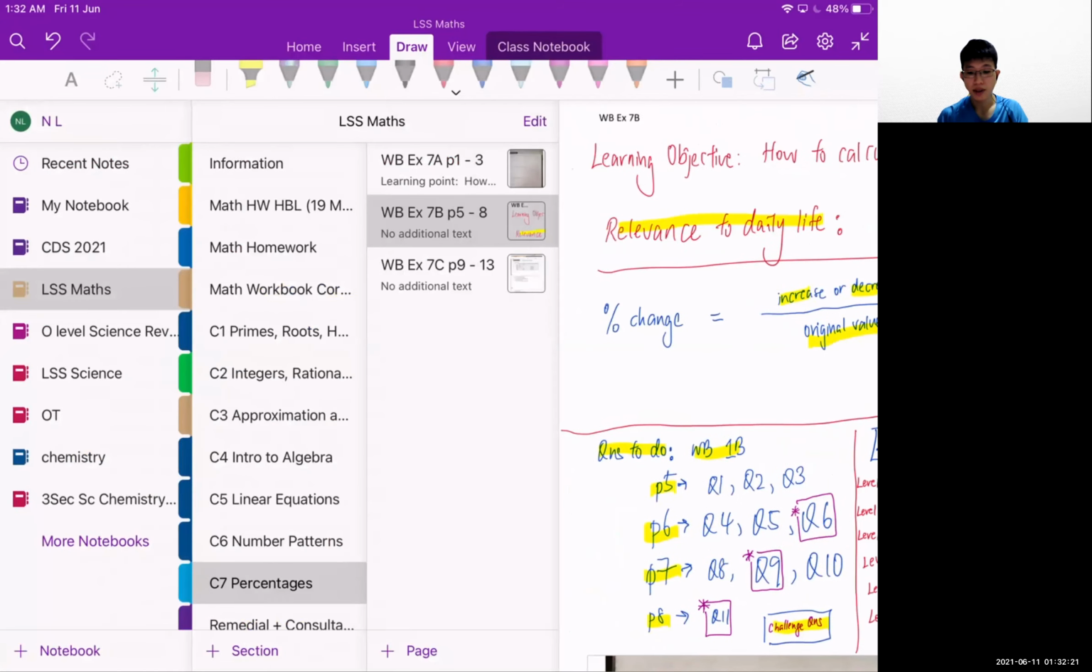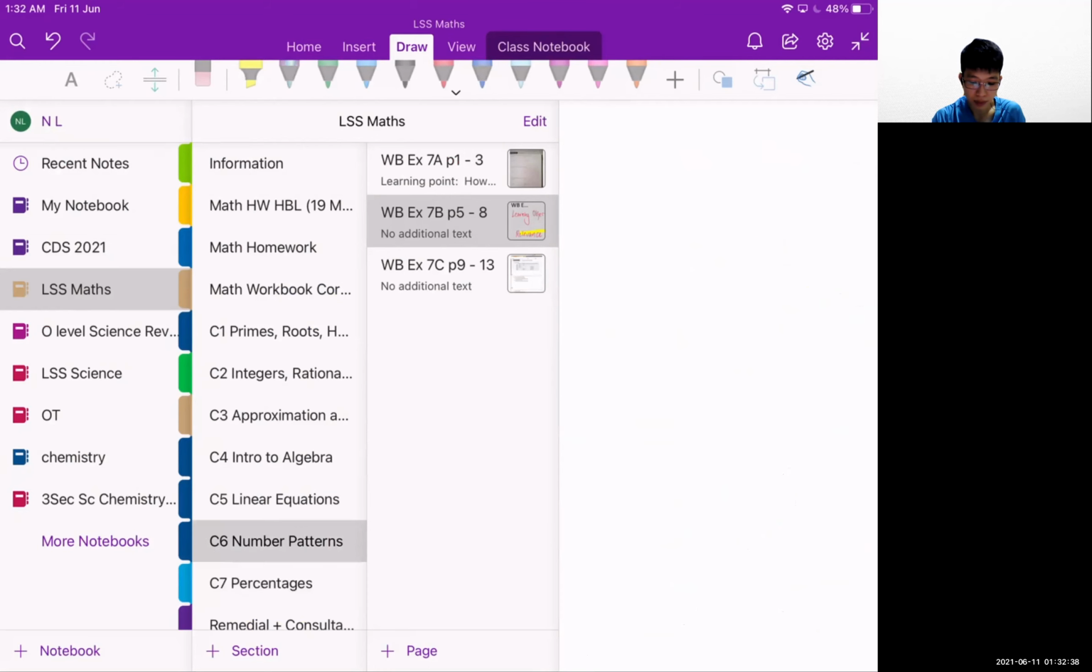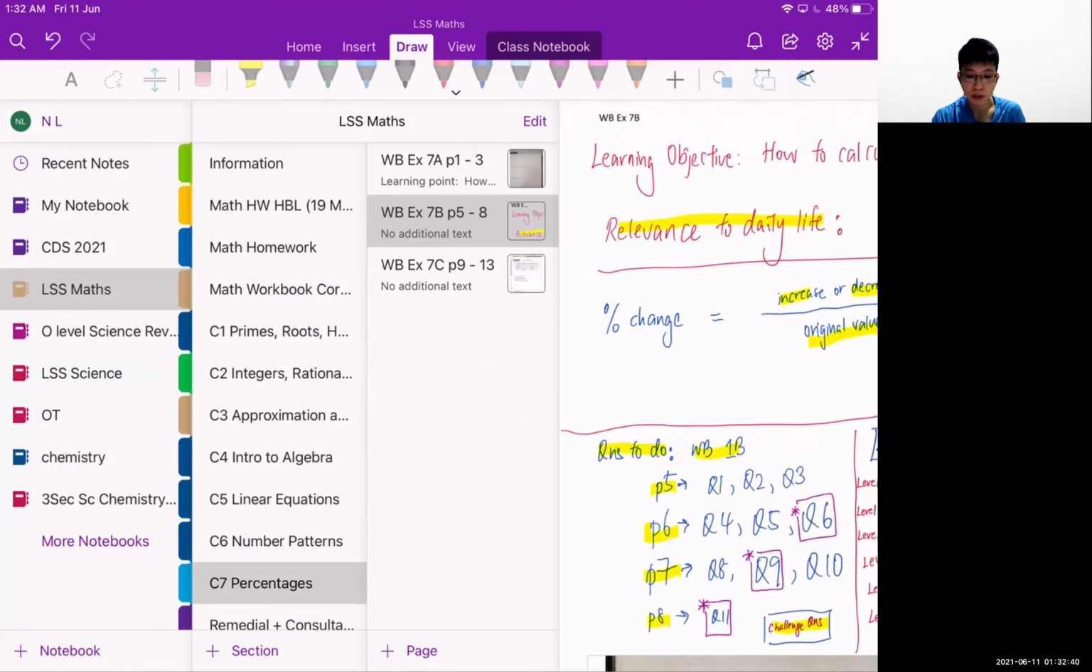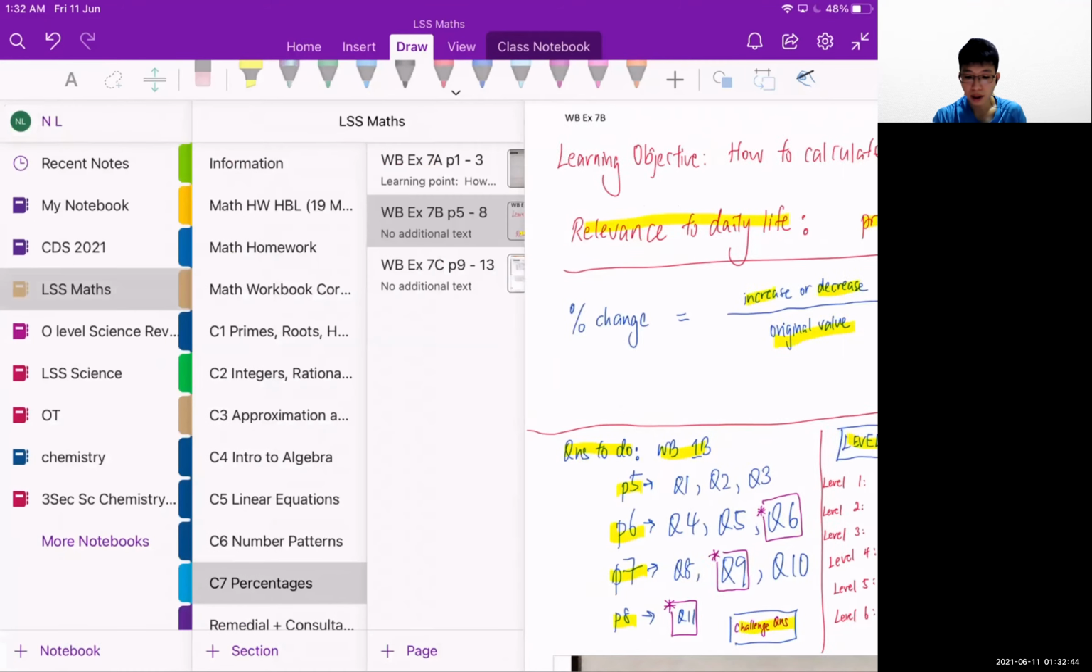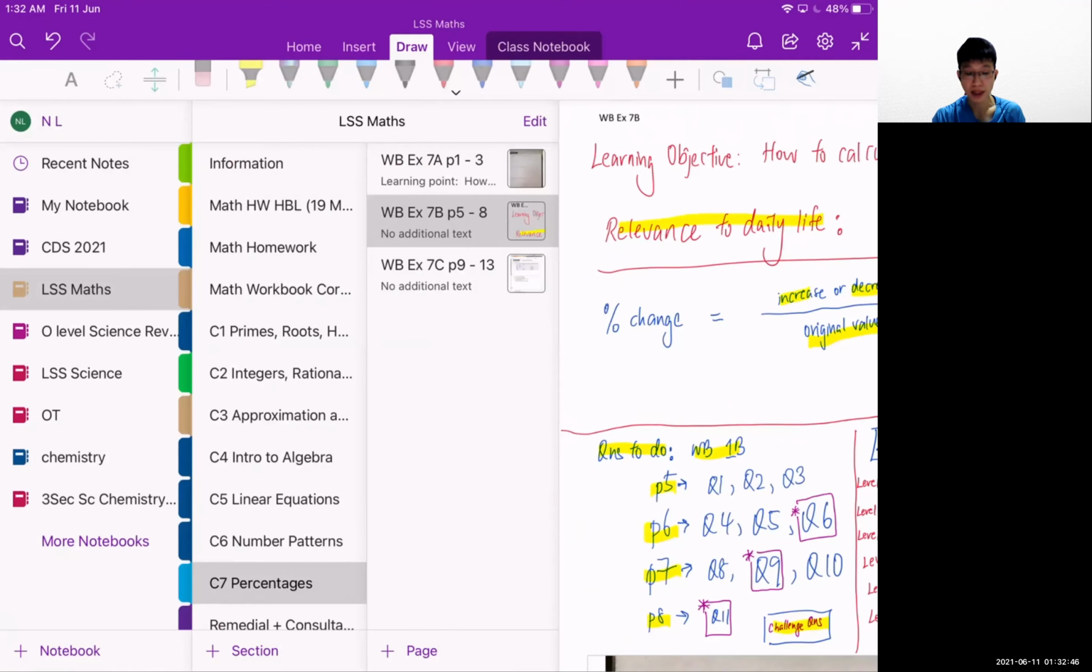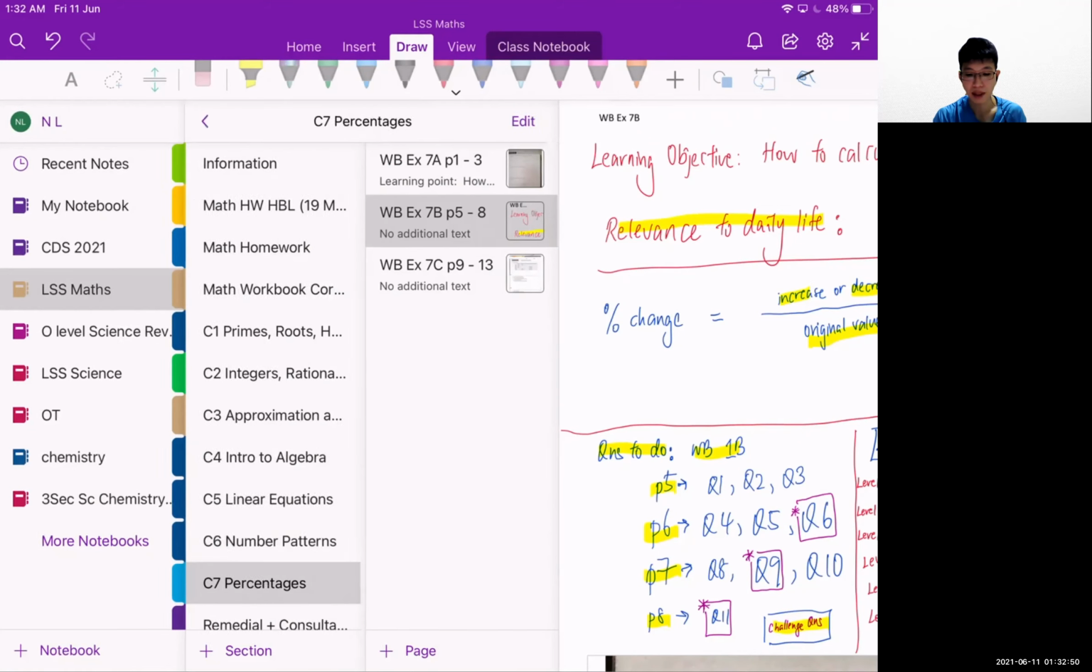Okay, so hi students. Let's look at the level two questions of percentage change. Before I tell you that, let me navigate you how to find this learning material inside the OneNote. It's under chapter 7 percentage and under workbook exercise 7B page 5 to 8. So all the 7.2 percentage change learning material will be found in this particular tab here.